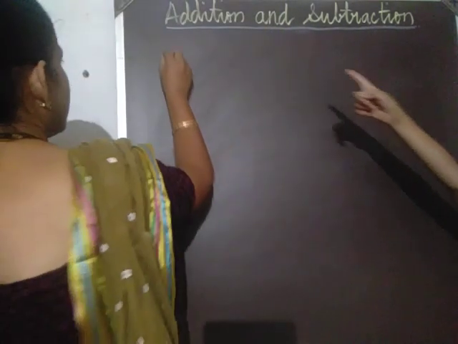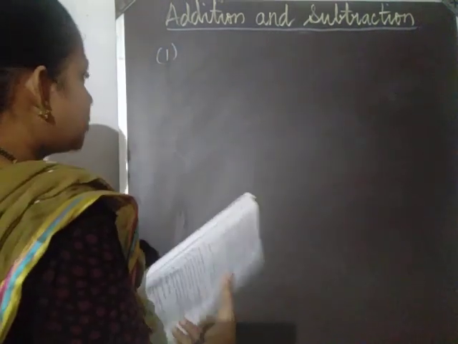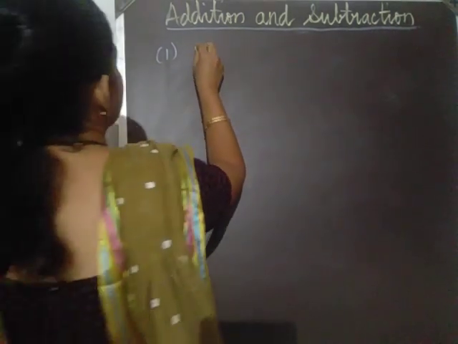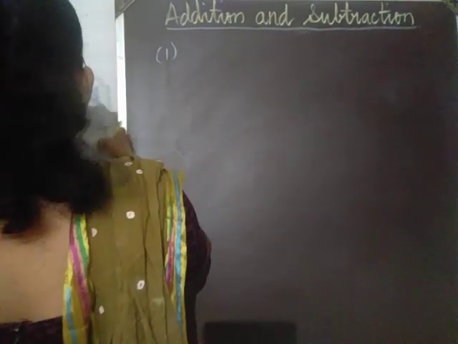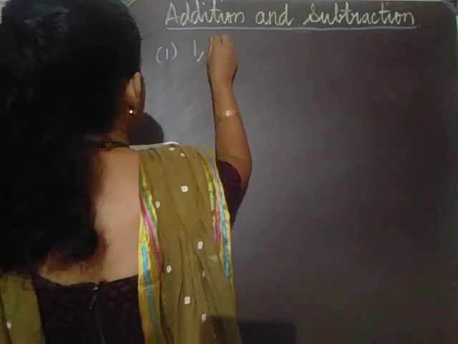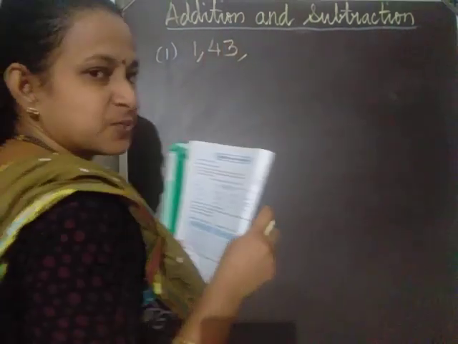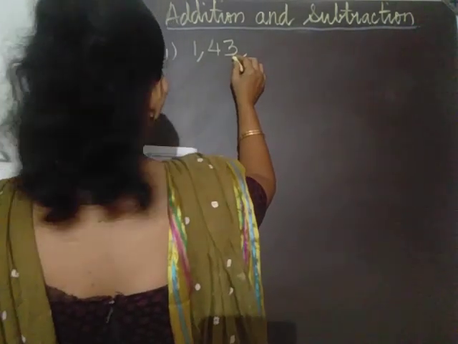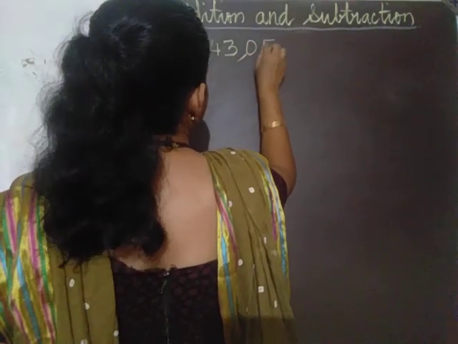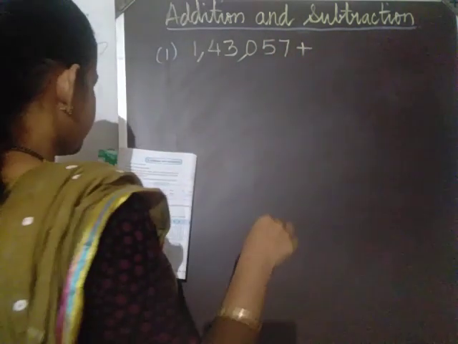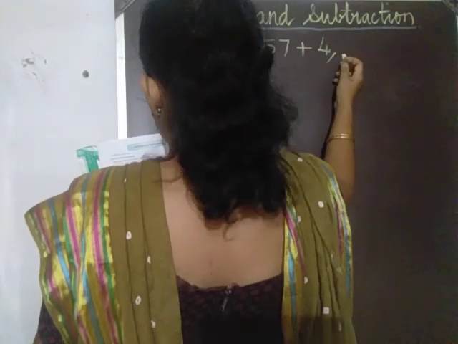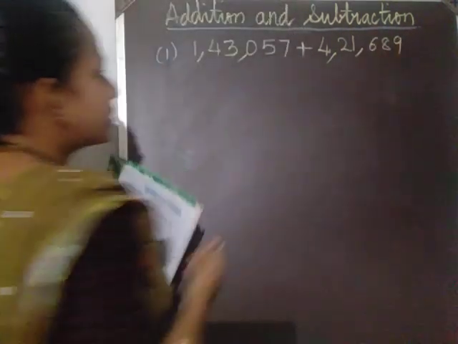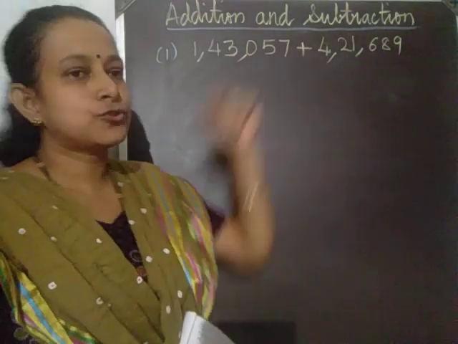So let us take first example. 1,43,000. So you must be knowing by now how to read the numbers. 1,43,057 plus 4,21,689. Okay. Now how to add these two big numbers?